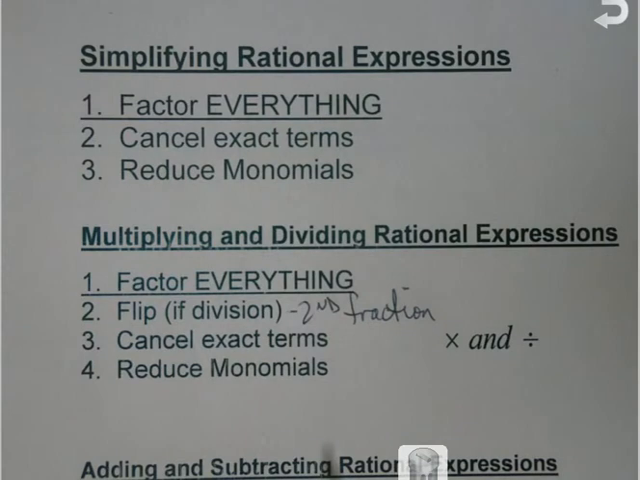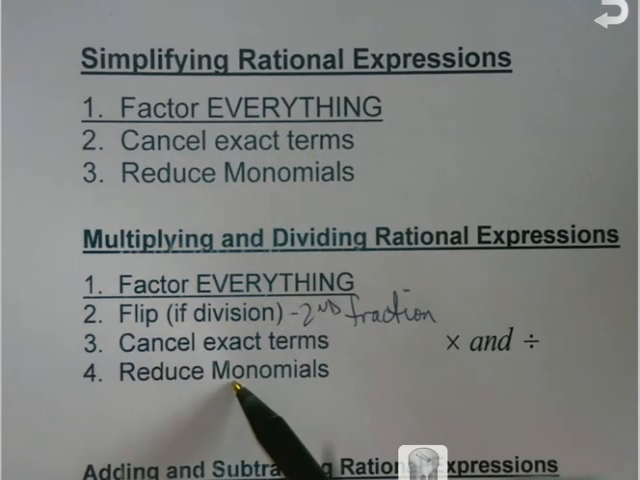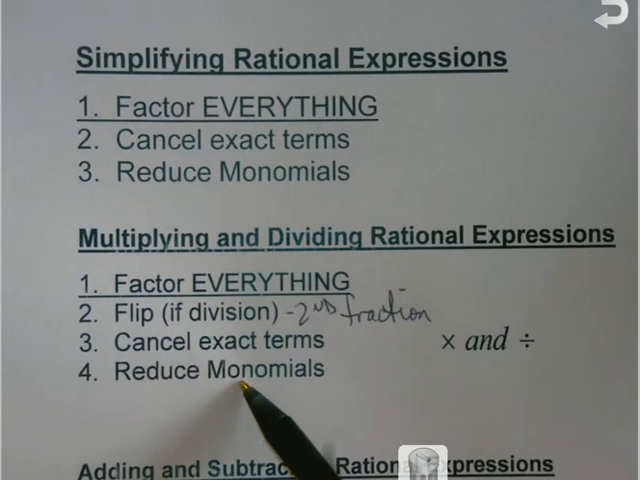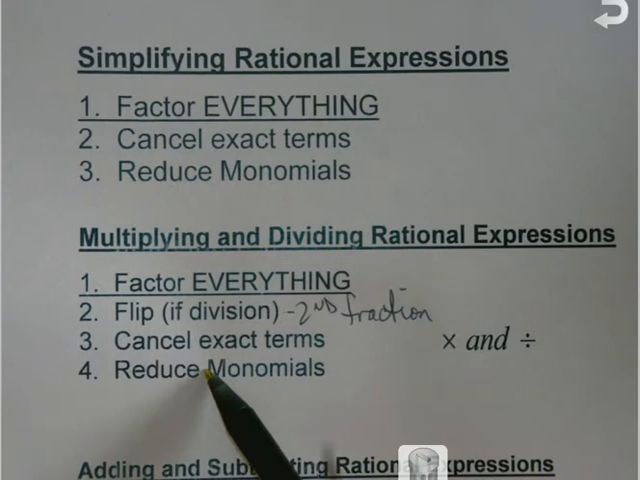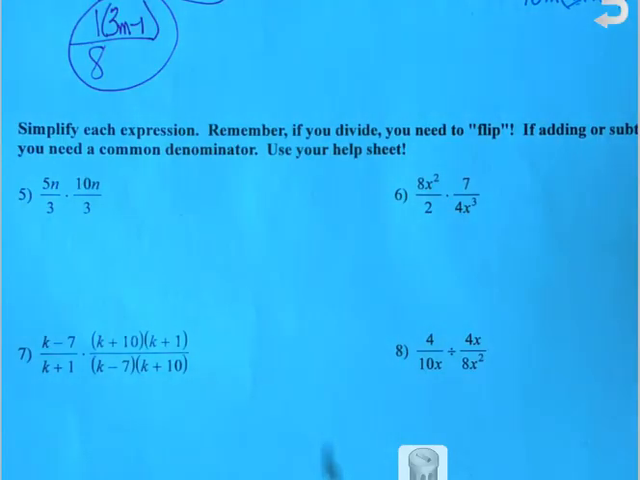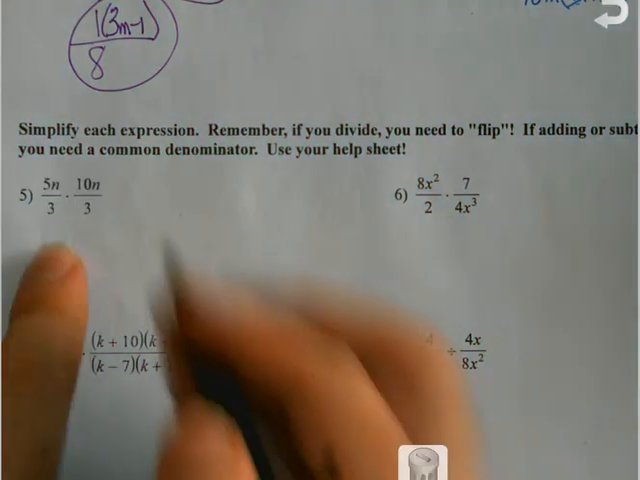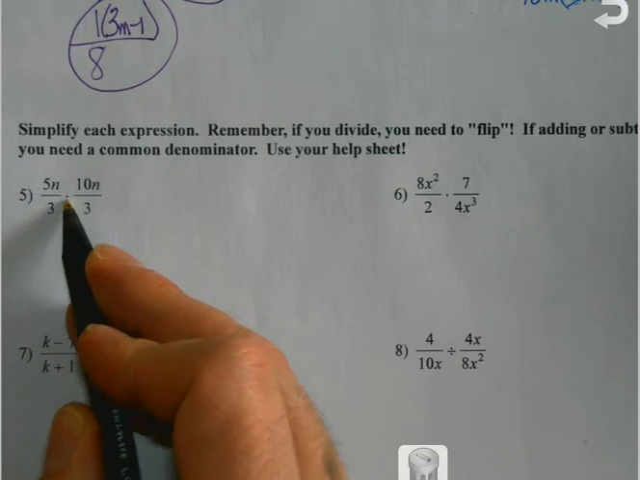Cancel things that are alike, and then again, we reduce monomial terms if we can. And the number of these things you have to do will be different for every problem. Sometimes I'll have to do all 4. Sometimes I'll only be doing number 4. It just depends. So like here, for instance, it's multiply. I don't need to flip.